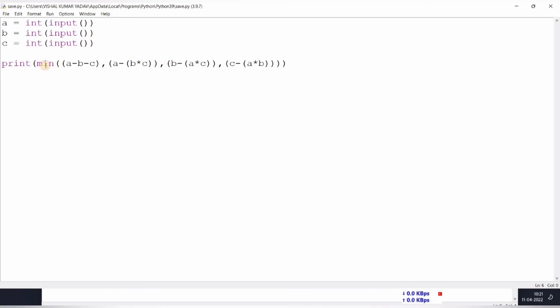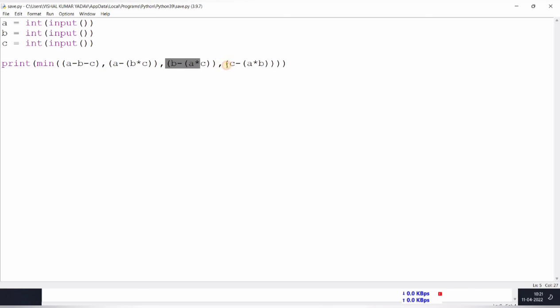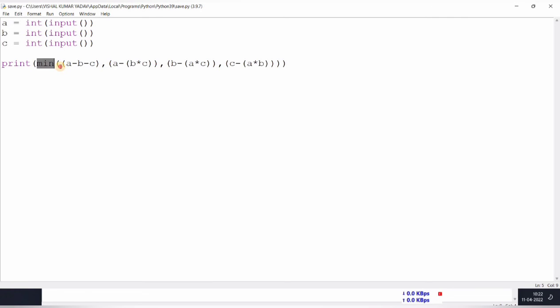So you should be familiar with this minimum function. From these given values, this is one value, this is one value, this is another value, and this is another value. So from these four values, it will automatically print the lowest value, the minimum value. So that's all for this video. You can even write this code in C++ or C language, but I guess you don't have this inbuilt function in C. Anyways, it's an easy question.